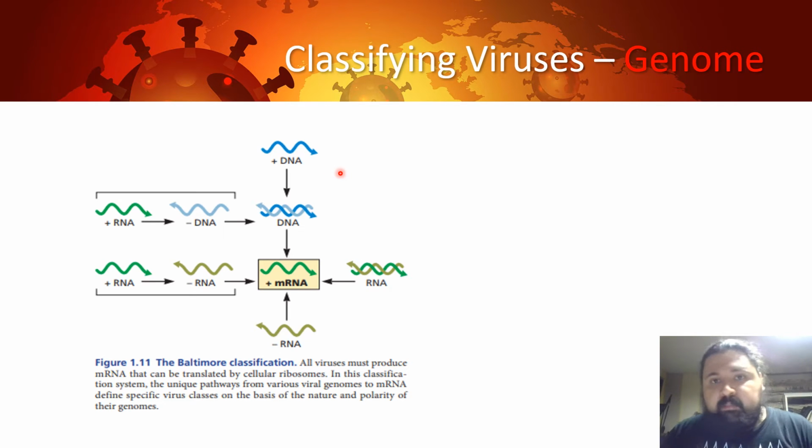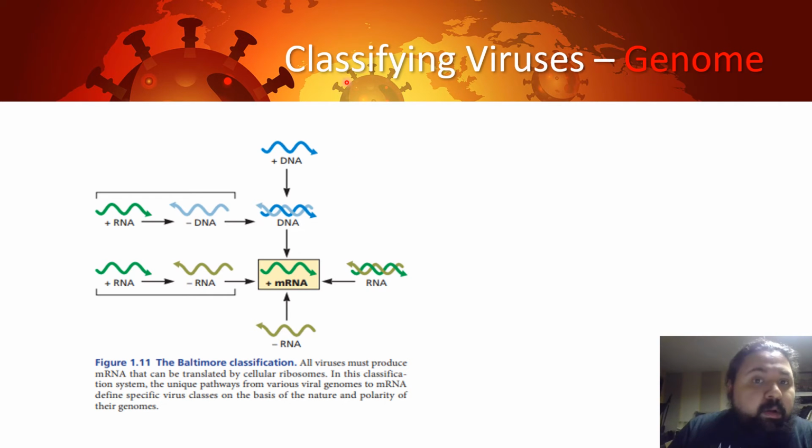Last but not least, and the more recent one, would be classifying viruses by their genome. In total, there are 7 different kinds of genotypes in all viruses. And all 7 of these have just one goal, and it is to convert the viral genome into a template that the host cell can read and follow its instructions.